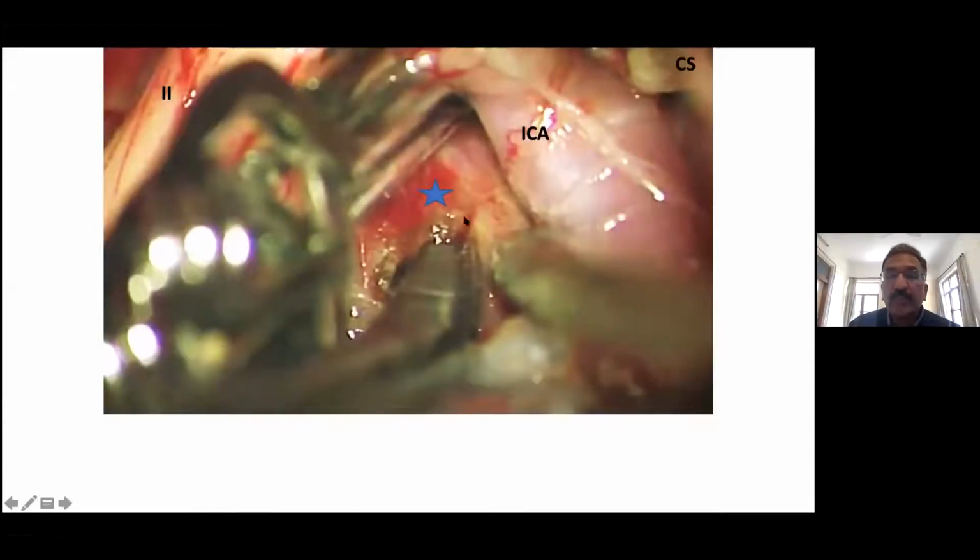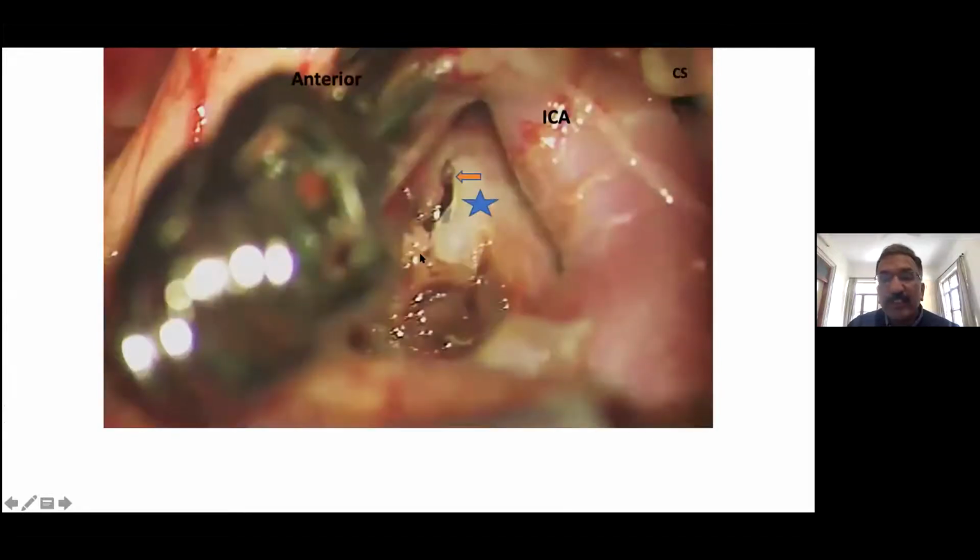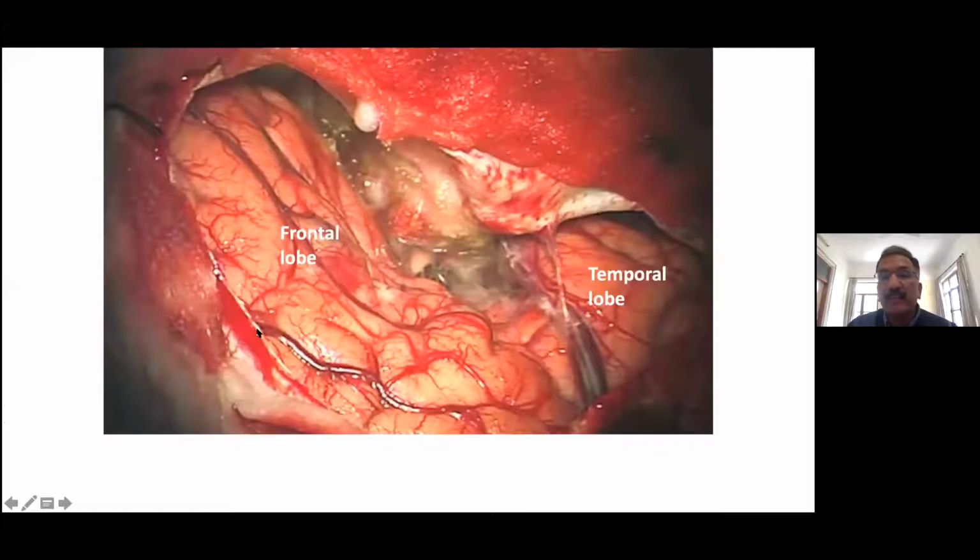So then with scissors, you open the fundus of the aneurysm and remove the clot. So you see that the clot is being removed from the fundus. These are the clips placed on the neck of the aneurysm. This is the ICA, and this is the second nerve. And this is the surgery.